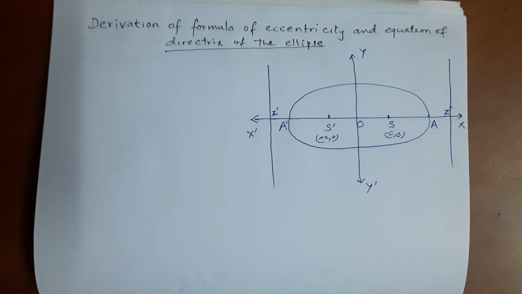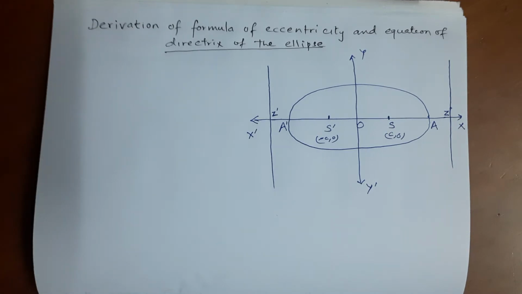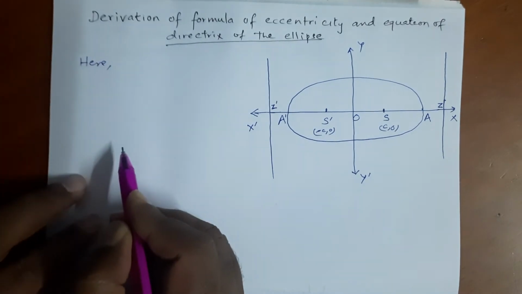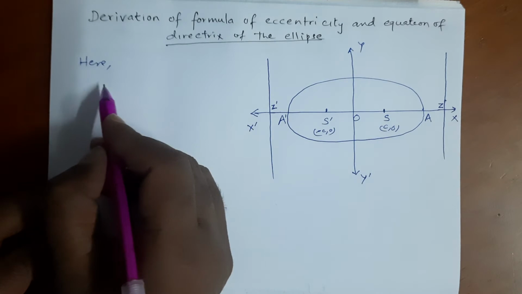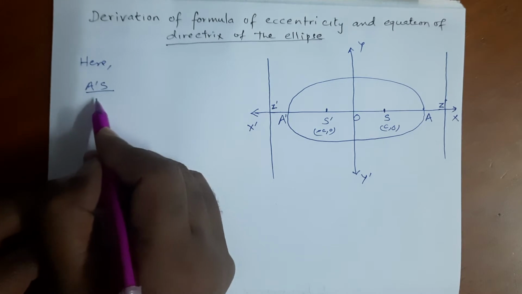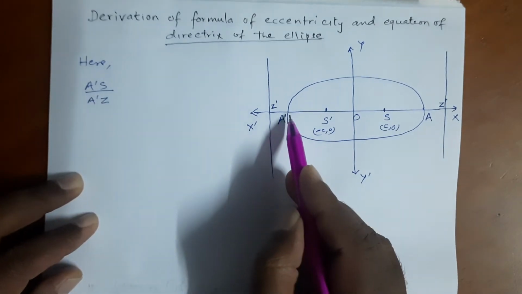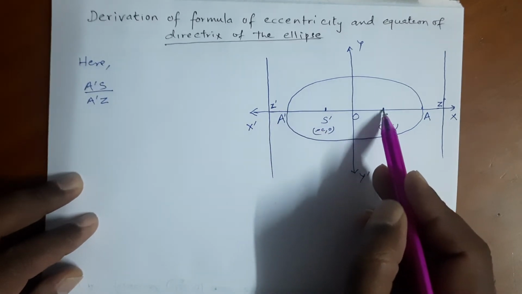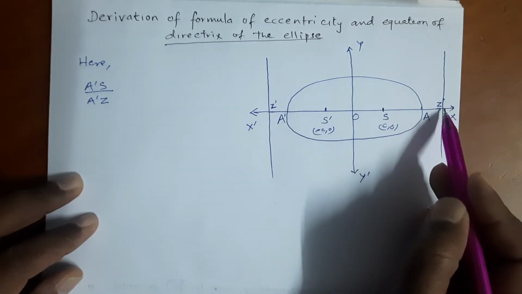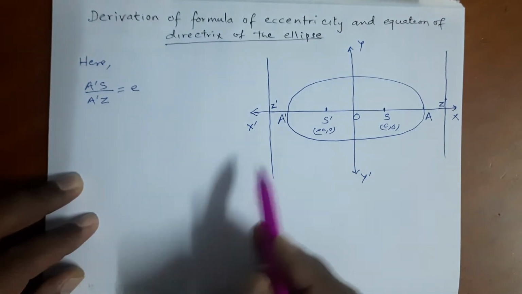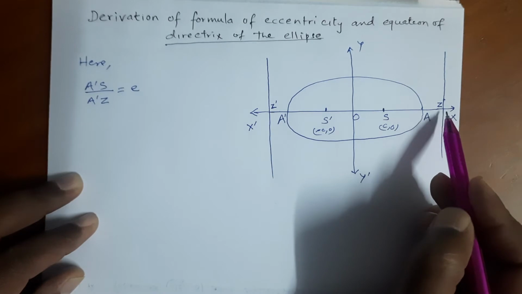Now, from the figure here, if you take this point A dash, which is a point on the ellipse, the ratio of its distance from the fixed point to its distance from the fixed straight line must be constant, and that constant value is known as eccentricity E. So A dash S over A dash Z equals E.